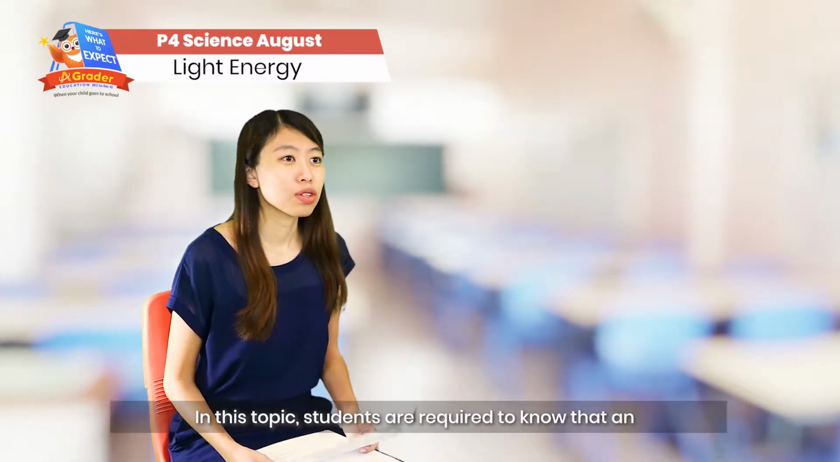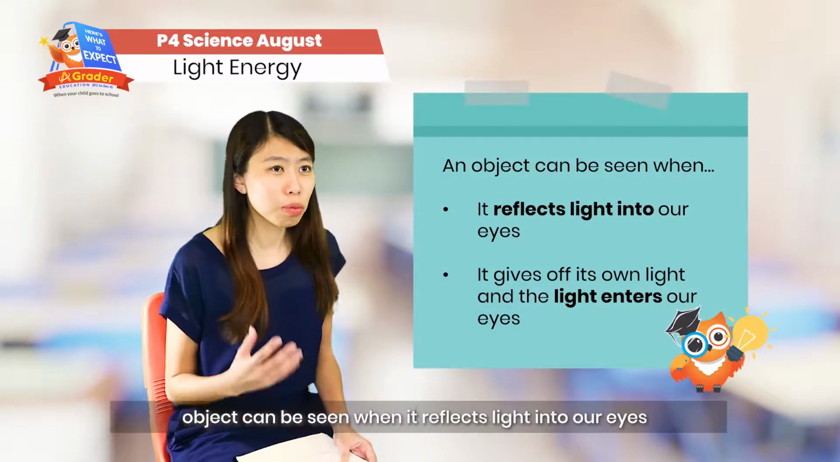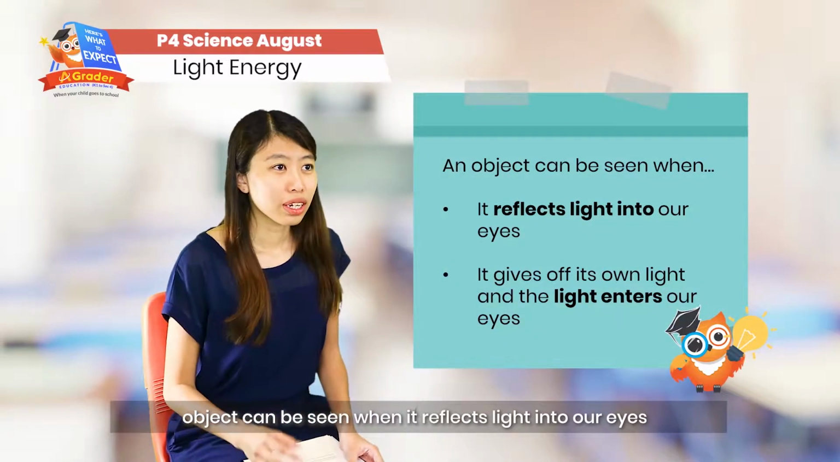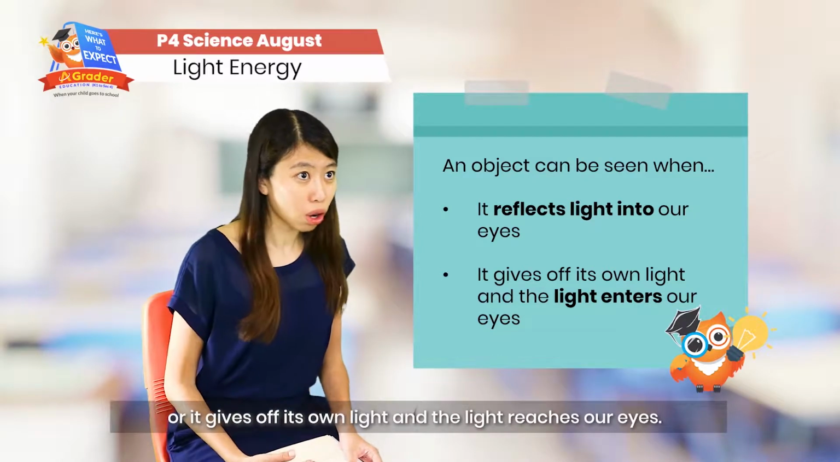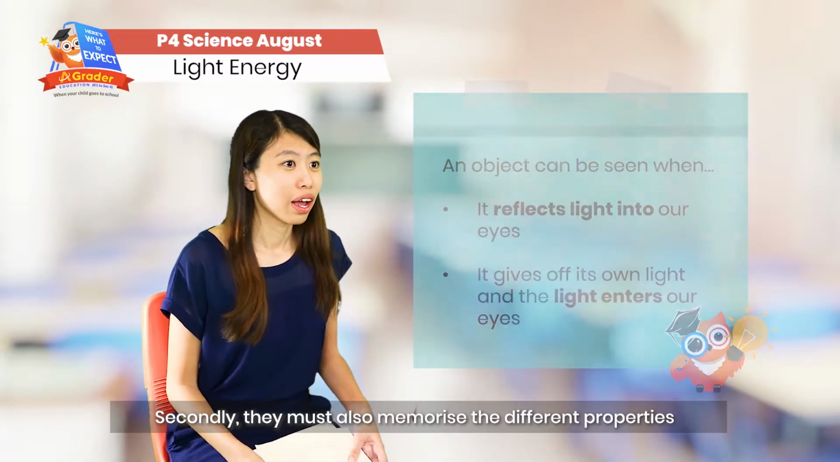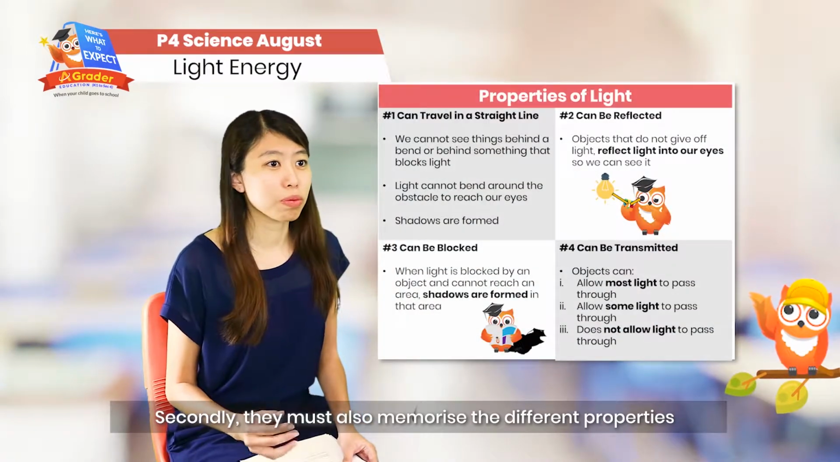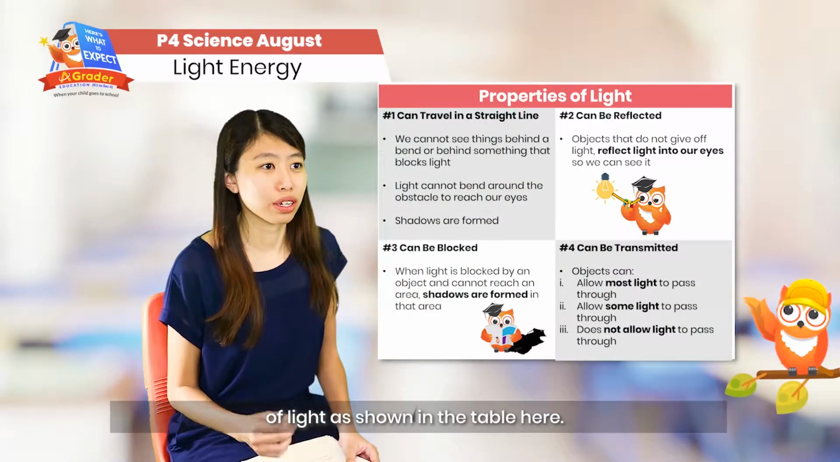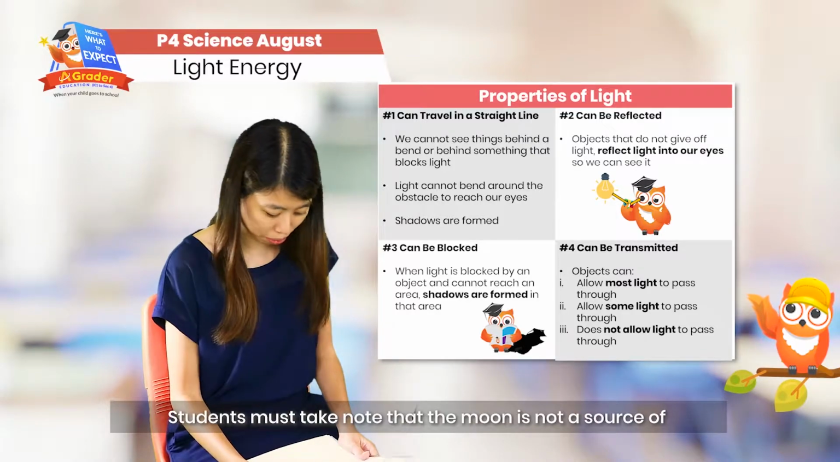So in this topic, students are required to know that an object can be seen when either it reflects light into our eyes or it gives off its own light and the light reaches our eyes. Secondly, they must also memorize the different properties of light as shown in this table here.